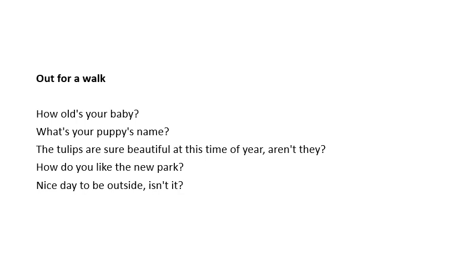So you can use a variety of questions depending on the situation. Instead of the tulips, you can mention another kind of flowers or roses depending on what's there. Okay. Or, how do you like the new park? It means, what do you think of the new park? And you can say, nice day to be outside, isn't it?